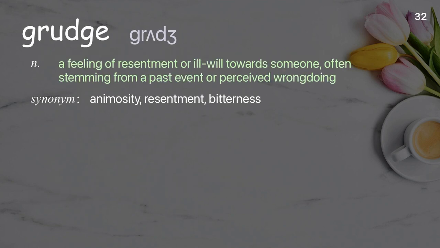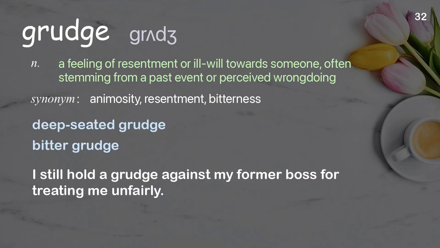Grudge. A feeling of resentment or ill will towards someone, often stemming from a past event or perceived wrongdoing. Examples: deep-seated grudge, bitter grudge. I still hold a grudge against my former boss for treating me unfairly.